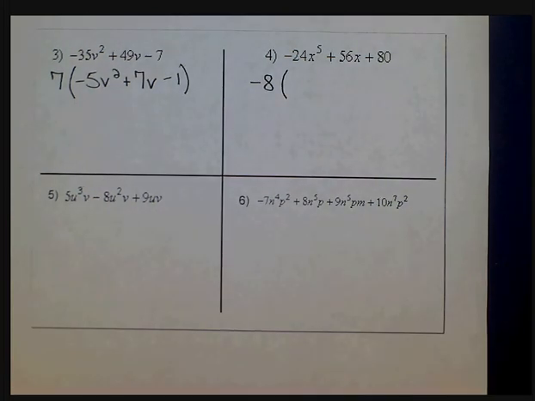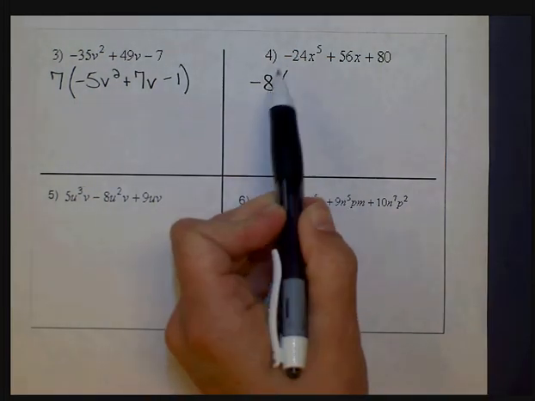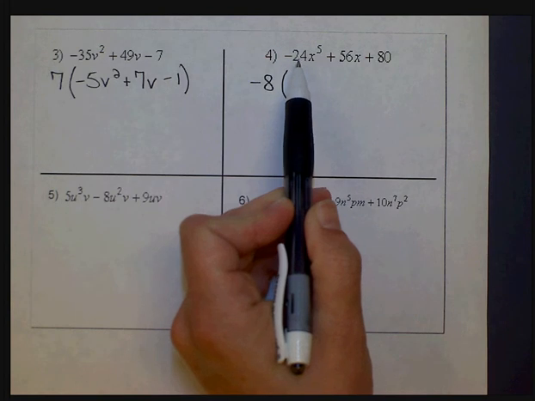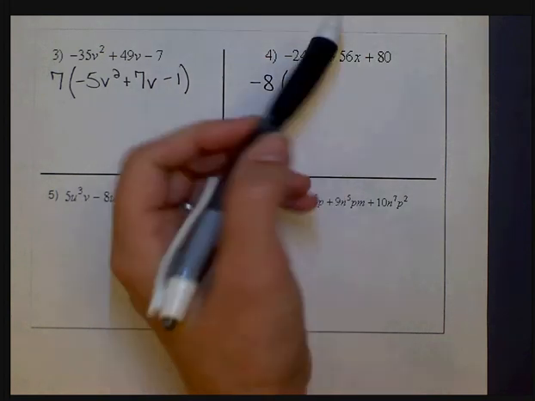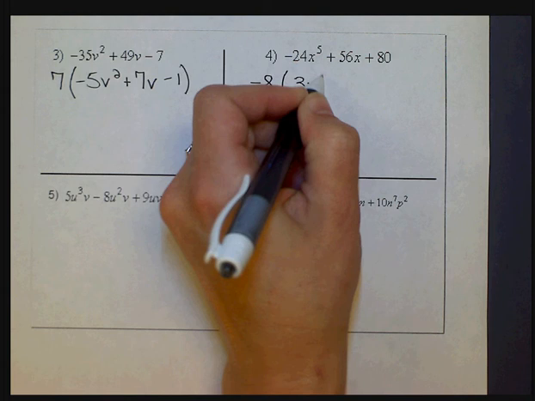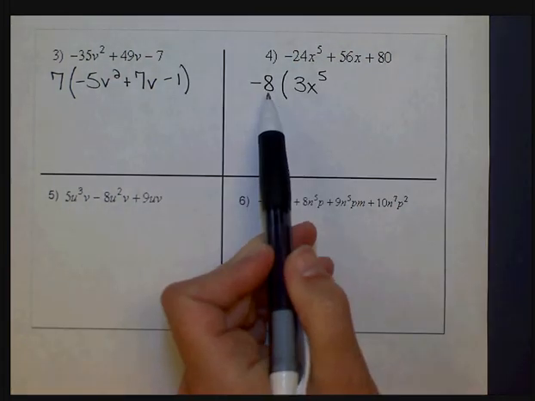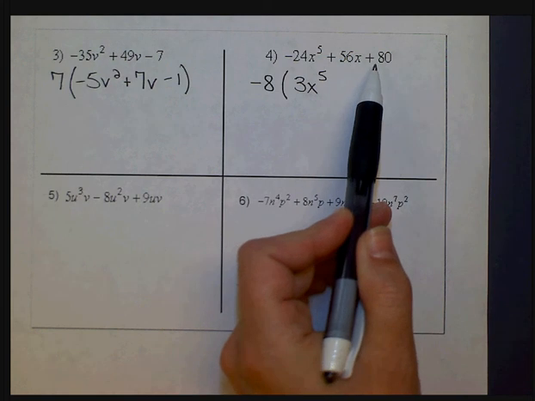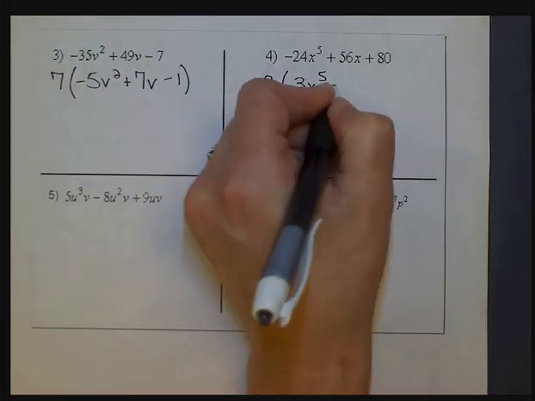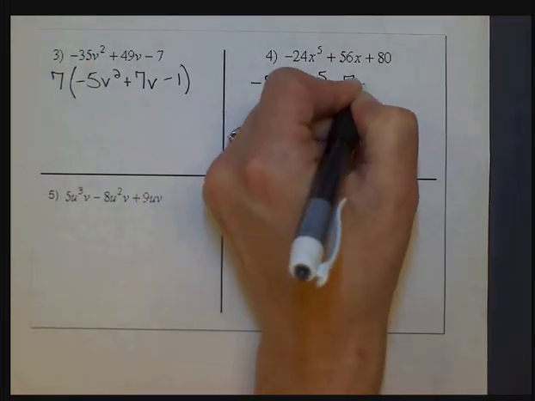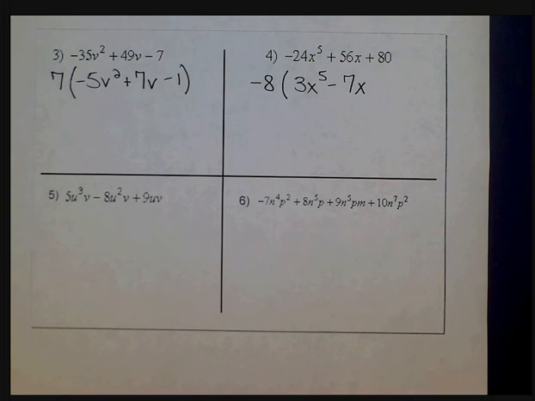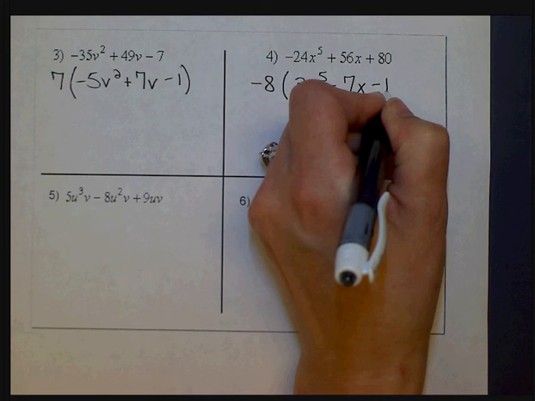Now I'm ready to find what's left over. Negative 8 times what will give me negative 24x to the 5th, and that would be 3x to the 5th. And then what times negative 8 will give me a 56x? That would be a negative 7x. And then what times negative 8 will give me a positive 80? That would be a negative 10.